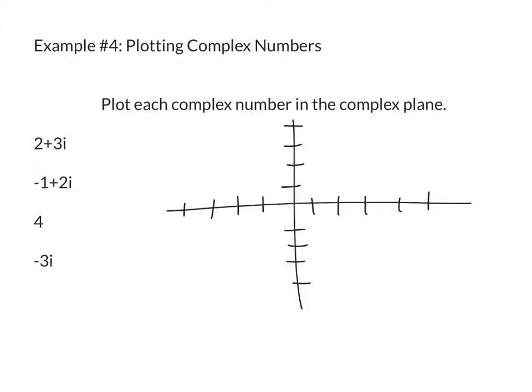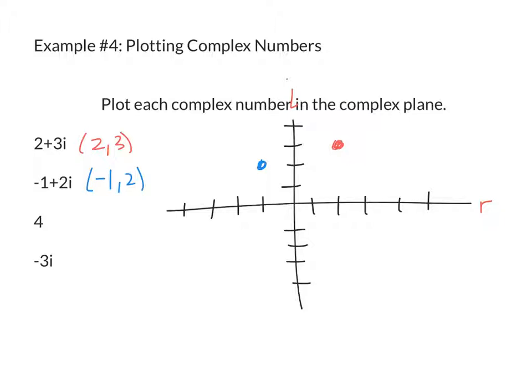So if I see 2 plus 3i, and if this is the real axis and this is the imaginary axis, this really corresponds to 2, 3. So I go to the right 2 and I go up 3, and that's my first complex number graphed. The other one, negative 1 plus 2i, actually corresponds to negative 1, 2. So negative 1, 2 is here as a complex number.